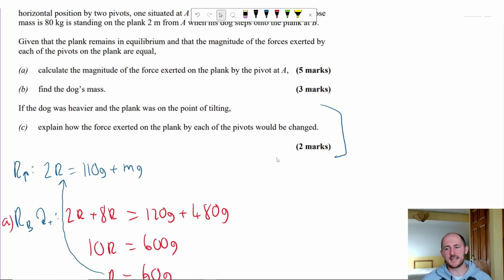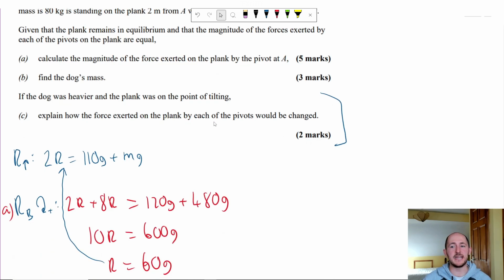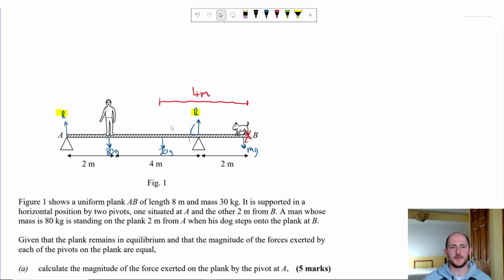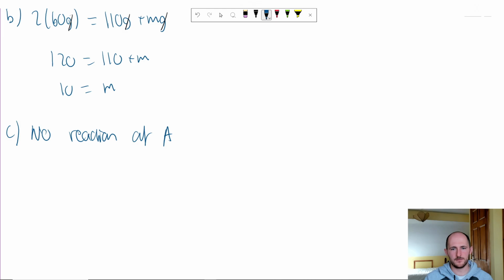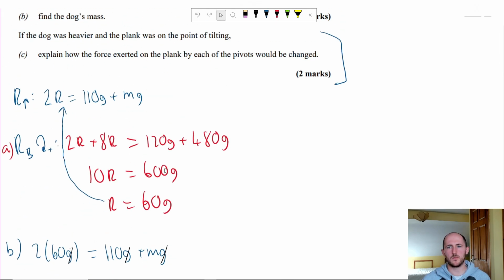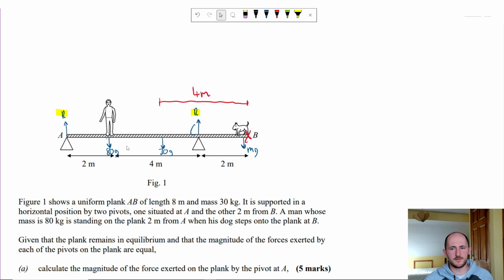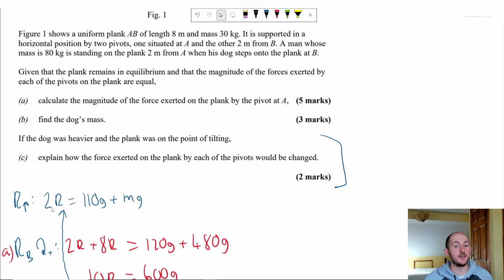So, why is that only 1 out of 2? Because it says by each of the pivots. The other pivot, well, point C, what will happen? Well, again, when I said it's on the point of tilting, we still have equilibrium because it's not moving yet. So if I resolve this vertically again, I would get R equals all of the masses added together. So 80g plus 30g plus mg. That is going to be bigger than 2R equals this, because of course it will, right?